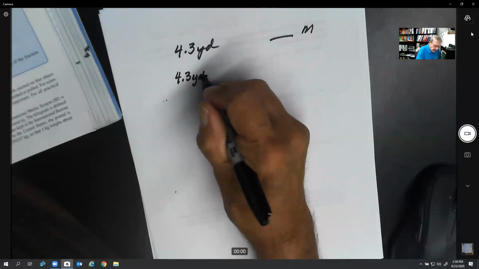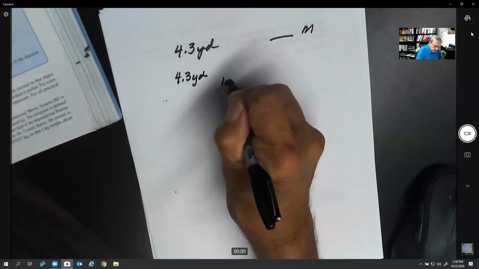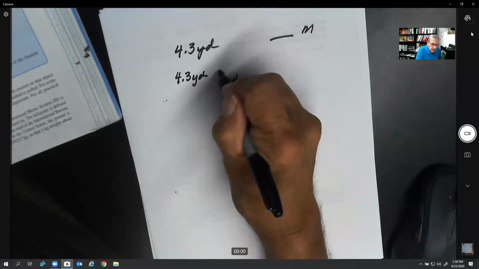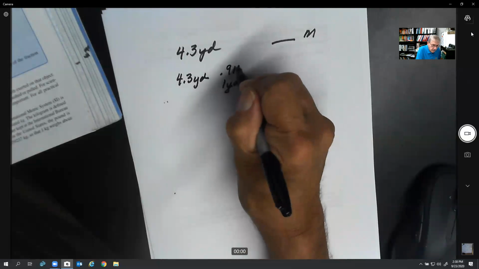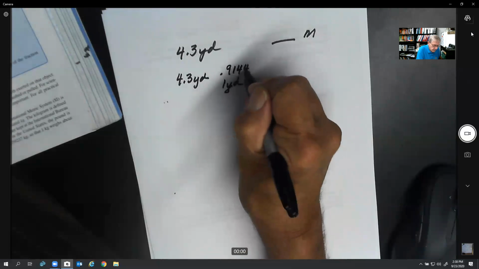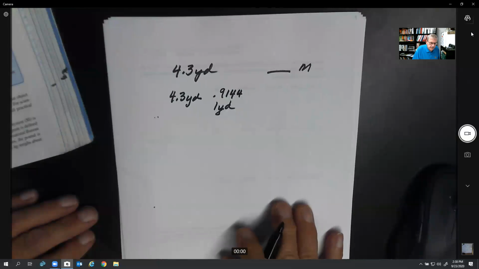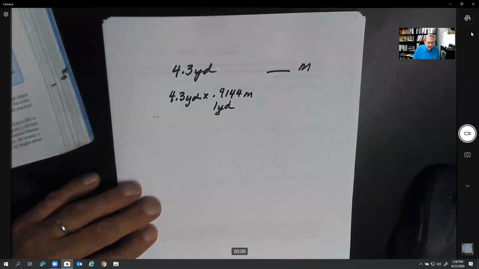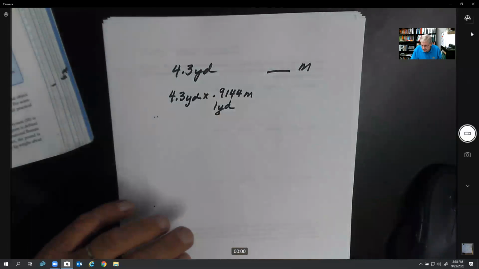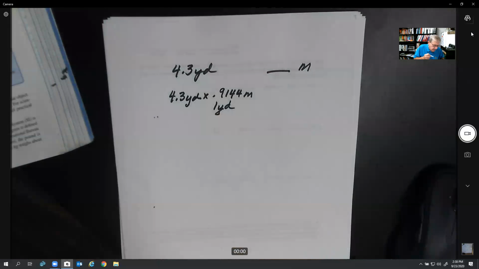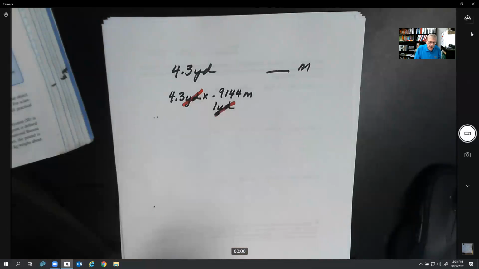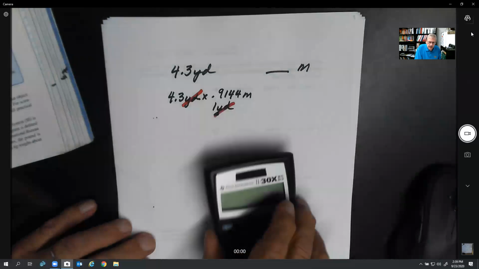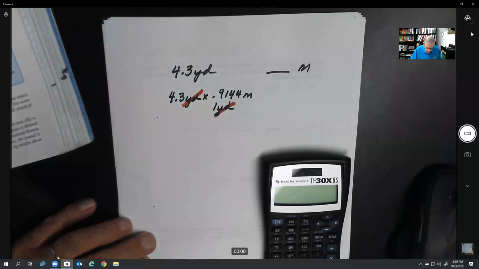So I'm going to use the same thing I was using in the last section. 1 yard has to be a diagonal. 1 yard is 0.9144 meters. Okay, so I'm going to multiply that. And the yards is going to cancel out yards. Here's my nifty little red pen. And that's going to cancel out. And so it looks like just a multiplication problem. Grab my little calculator here.